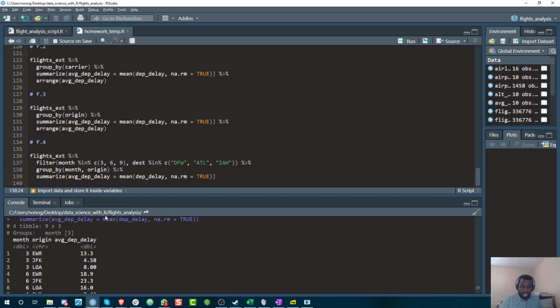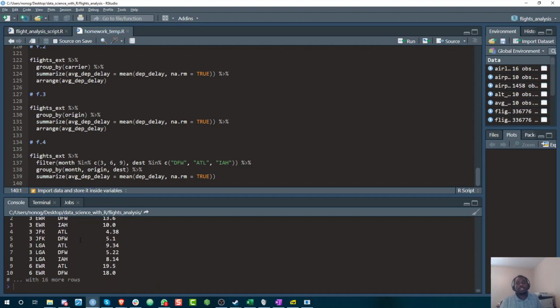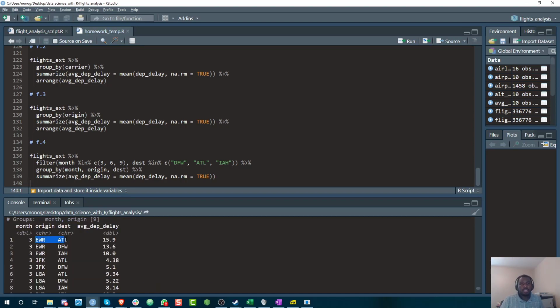But one thing we need to add here, if you want to be very specific, is the destination too. You see we group by month, origin, and destination, and then the average departure delay for these specifications. Again, this is not what you might want to do, but let's just be specific like that. So on average, flights linking EWR and Atlanta in March have this average departure delay. Now the flights from EWR to DFW in March, this is the average departure delay, and so on and so forth.